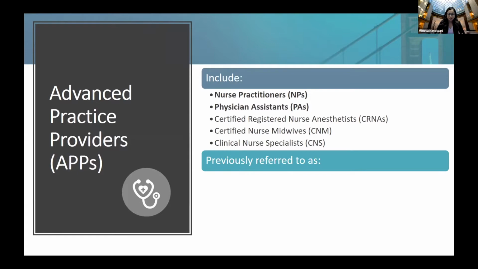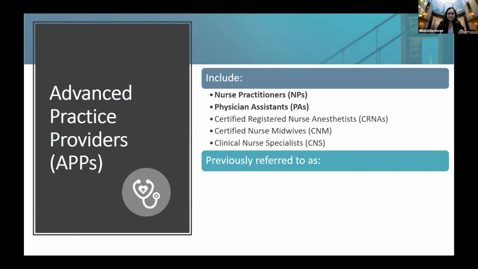So when you say APP, it typically includes nurse practitioners, or NPs, physician assistants, or PAs, certified registered nurse anesthetists, or CRNAs, certified nurse midwives, or CNMs, and clinical nurse specialists, or CNSs. And the reason I bolded NPs and PAs is because this tends to be the types of APPs that you see in gastroenterology practice, unless you're in the endo suite, and then you'll see some CRNAs in the endoscopy suite.